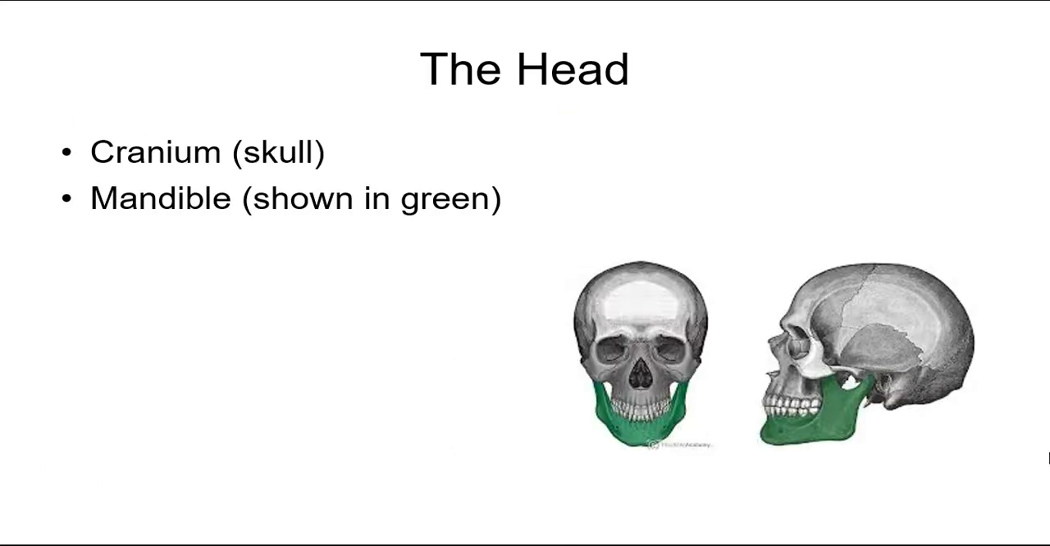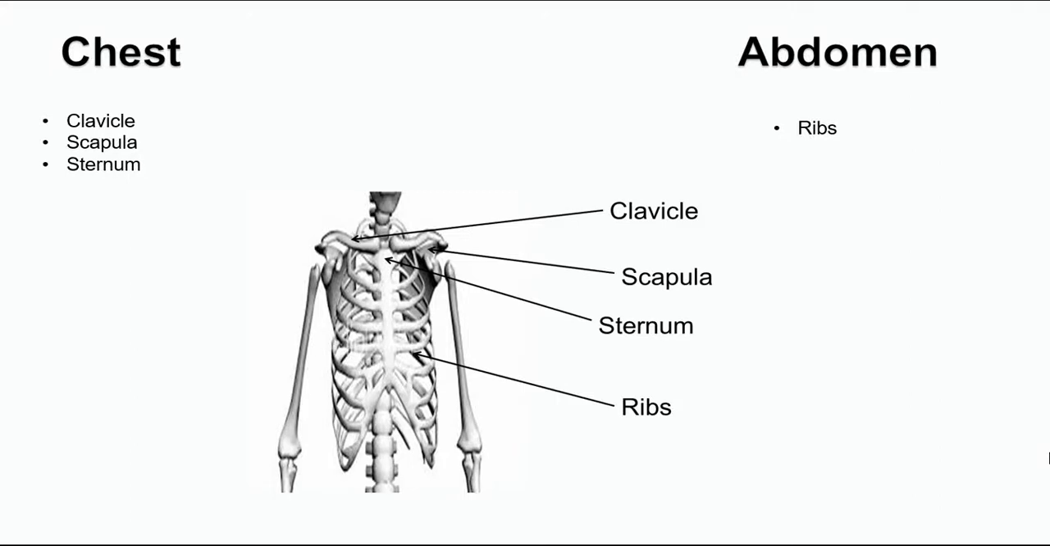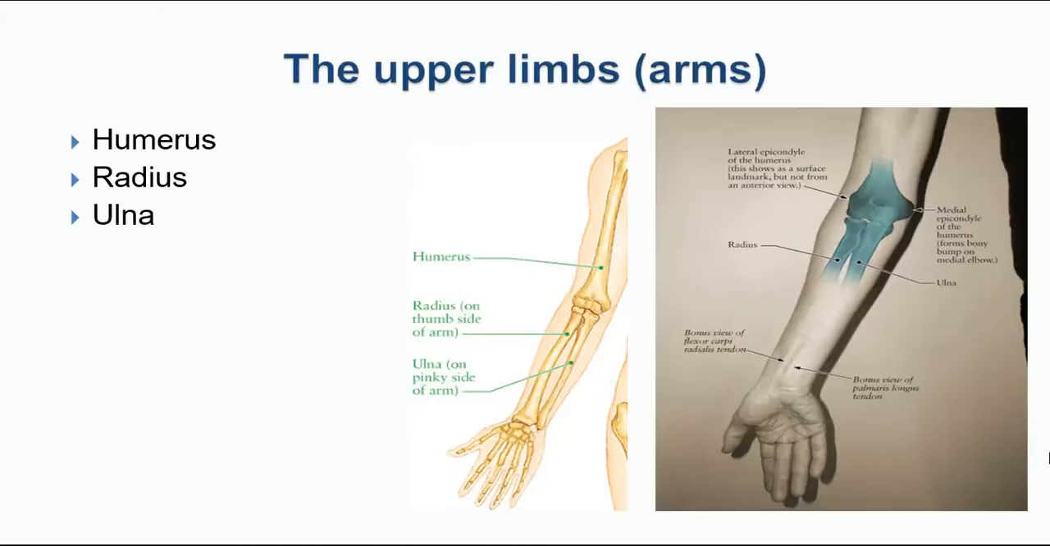Take each section one at a time, starting with the head. The bones that you'll find here are the cranium or the skull and the mandible, which is your jaw. In the chest region, we have the clavicle, the scapula and the sternum. And within the abdomen, you have your rib cage. Within the upper limbs of the arms, you have the humerus, which is the large bone, your funny bone, that connects to your shoulder. And you also have the radius and the ulna that connect to the hand.